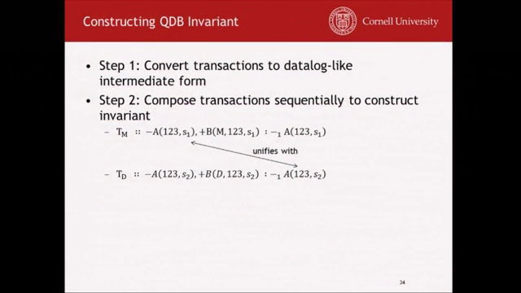So going back to the problem of constructing this invariant, we can do it now in 2 steps. First, we convert these transactions to this equivalent Datalog-like form. And now we want to compose these transactions to construct a single logical invariant. And we do this by unification.